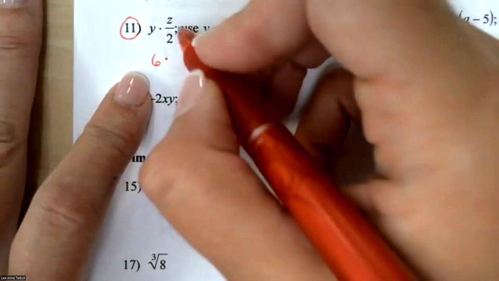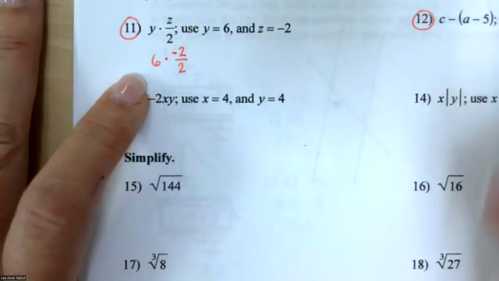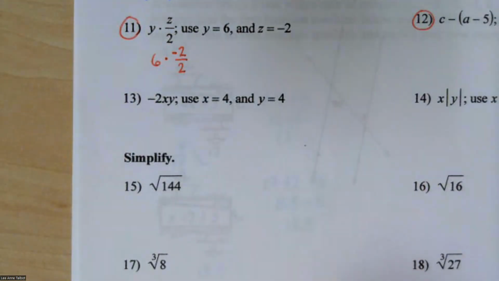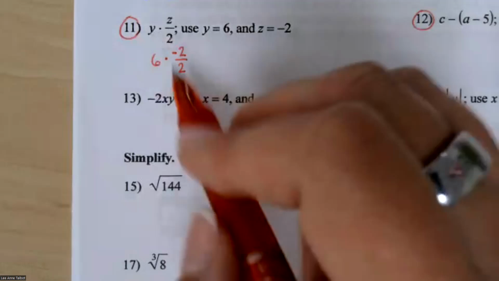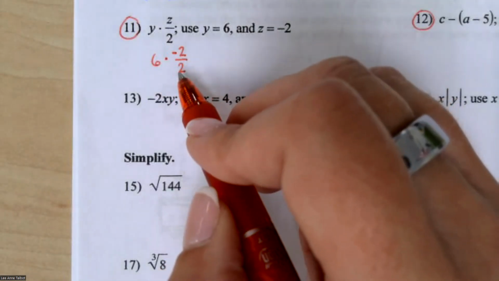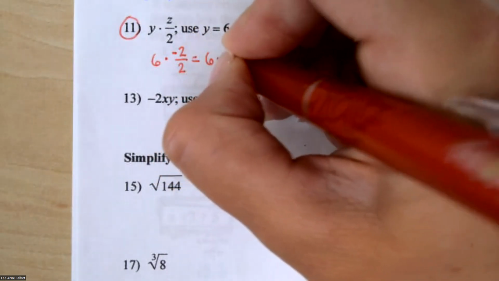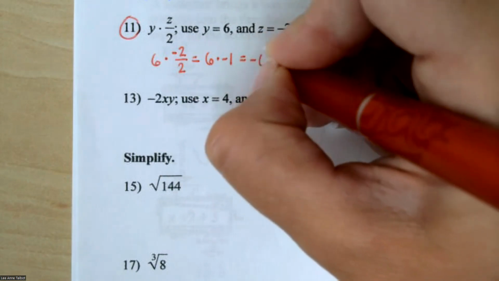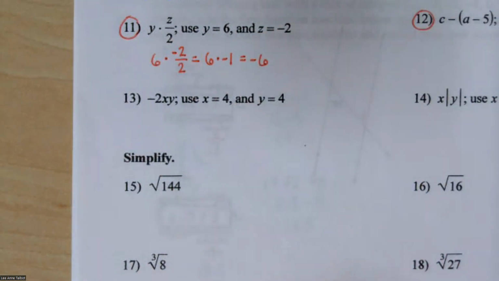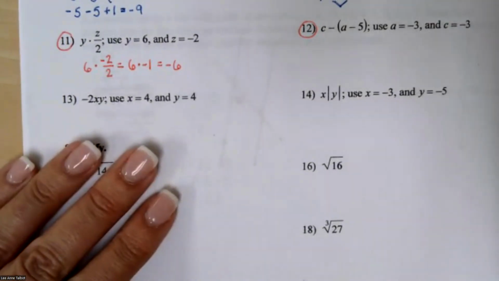6 times, and then z is -2/2. And this is 1. Anytime you have the same thing over itself, it's 1. So this is going to be 6 times -1, which is -6. How'd we do? I hope it's good. Okay.